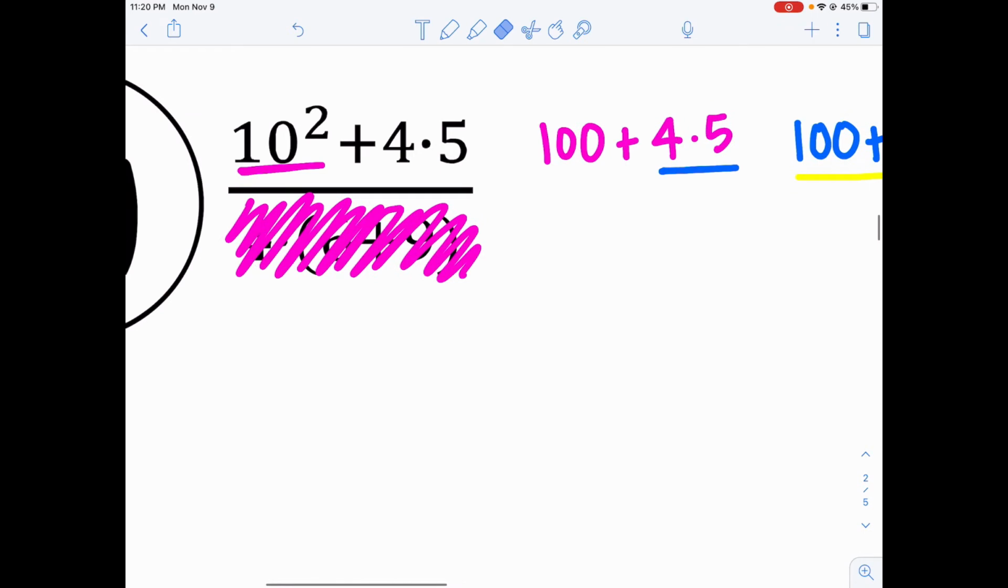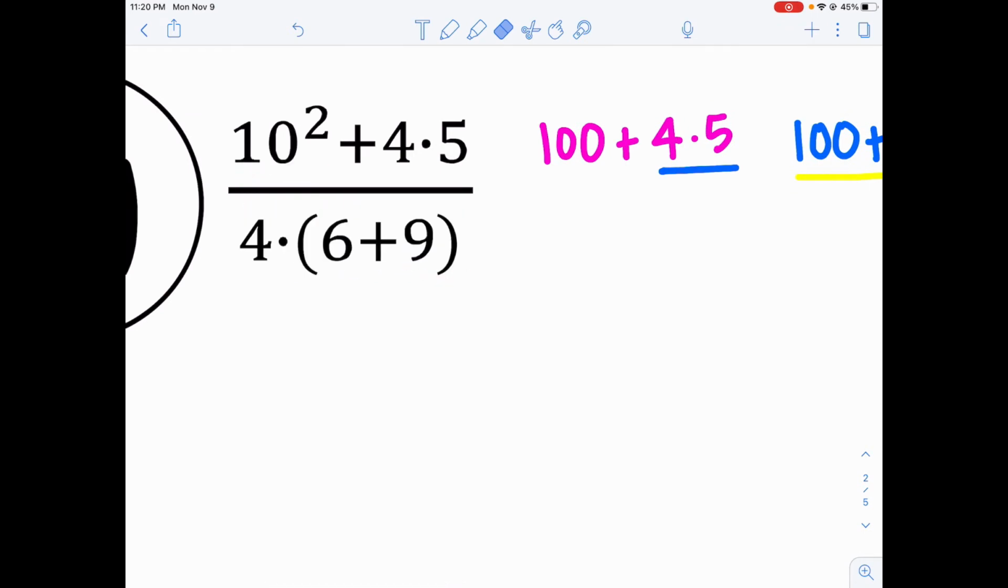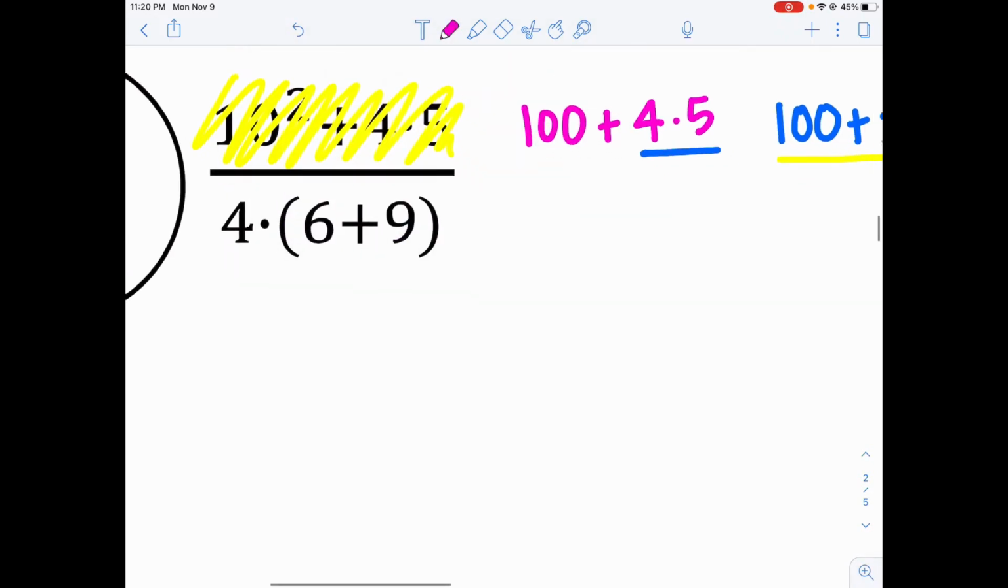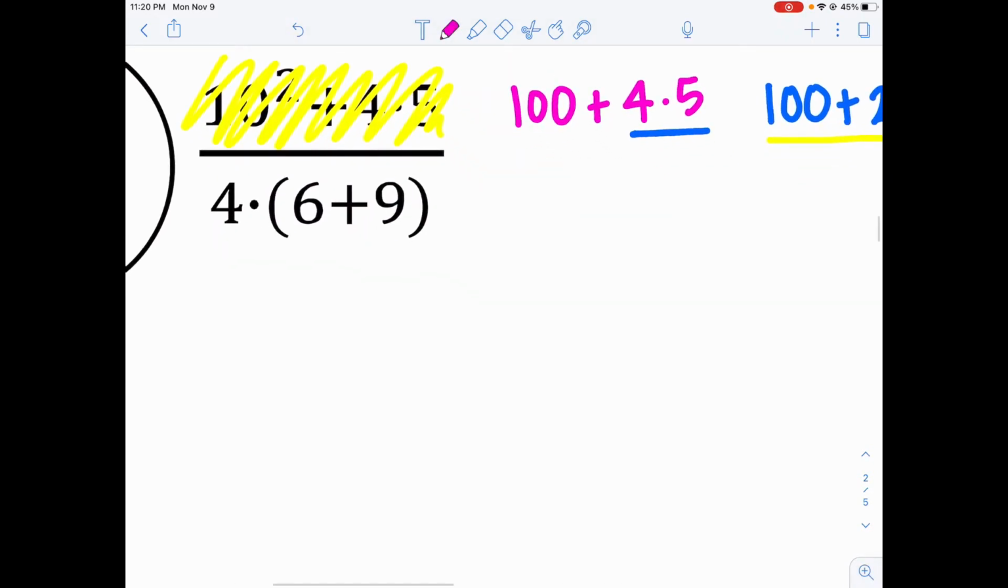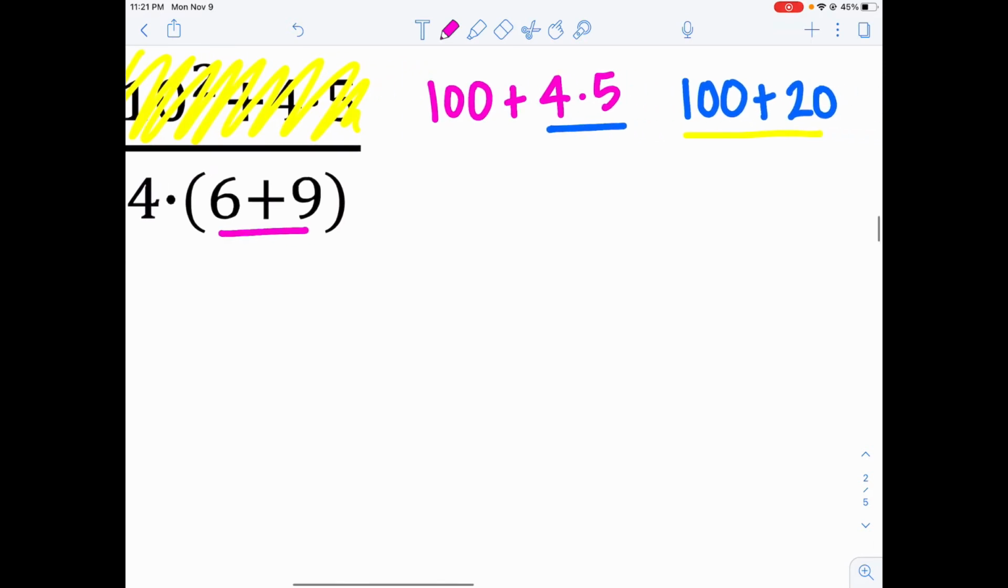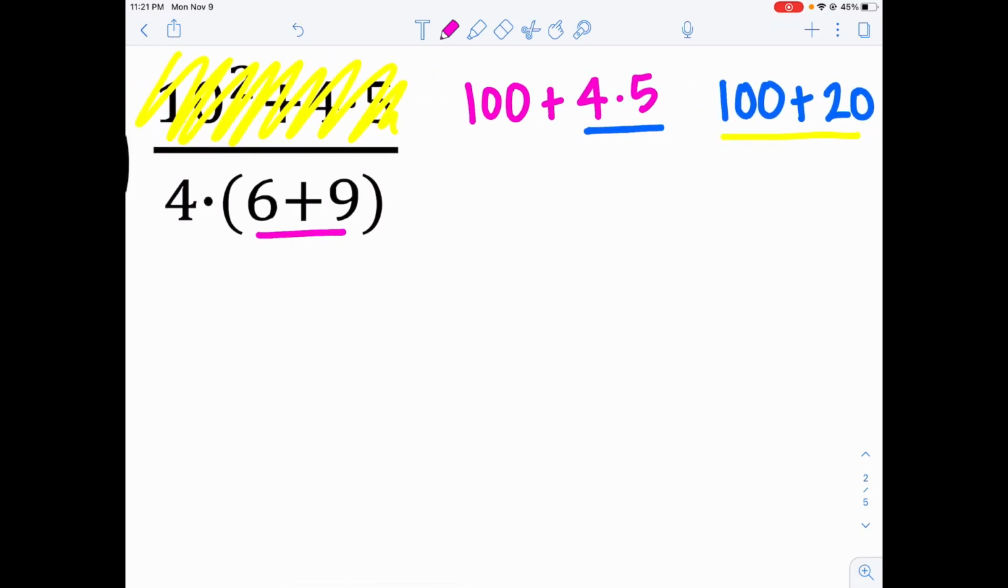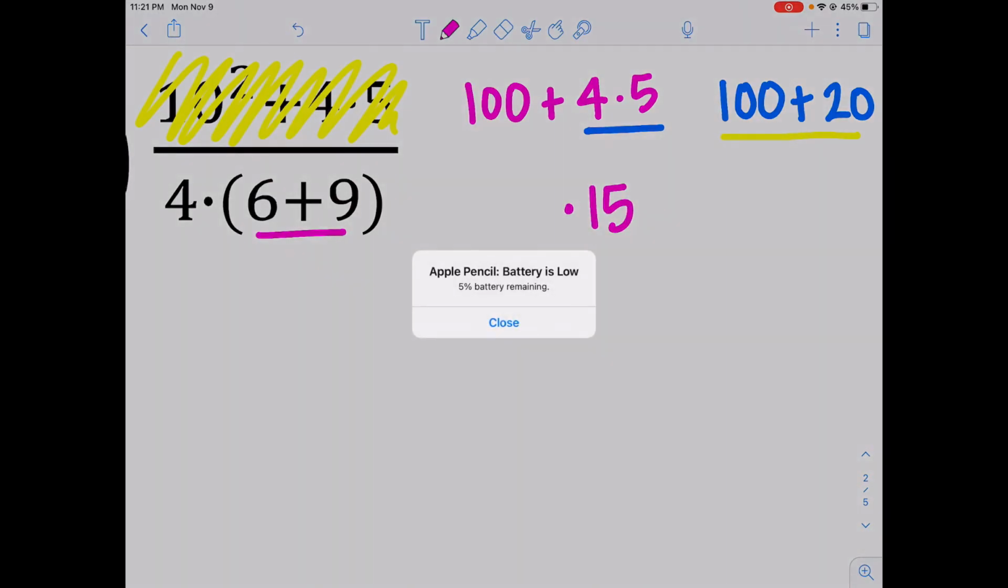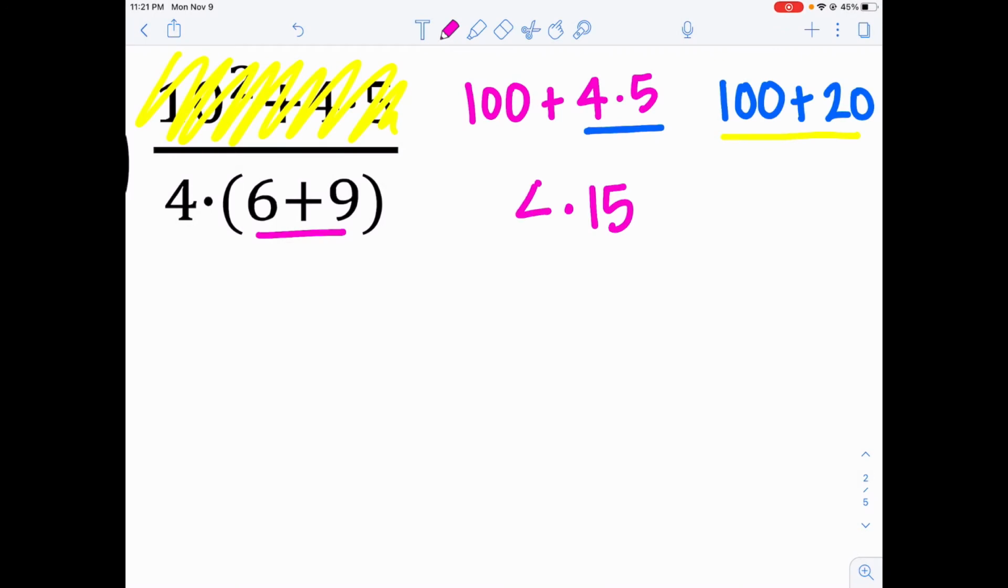Now that we have simplified the top all of the way, we're going to ignore the top, pretend like it's not there anymore, and we're going to simplify the bottom. Looking at the bottom, inside of the parentheses, I have 6 plus 9, and order of operations says I have to do the parentheses first. 6 plus 9 is 15, so over here I'm going to write 15, and I'm going to bring over everything that I haven't used yet.